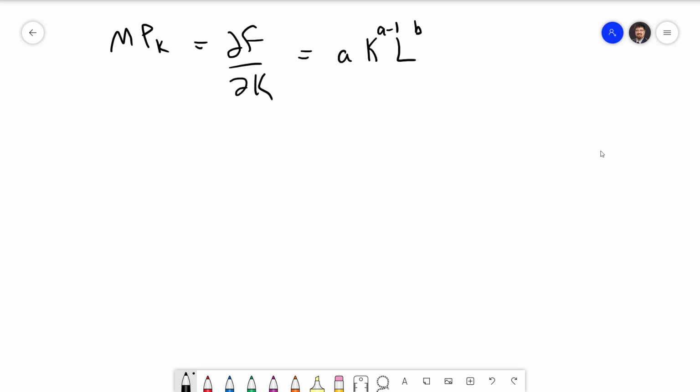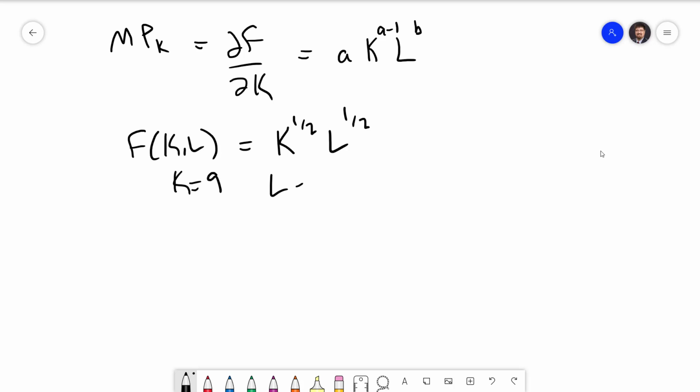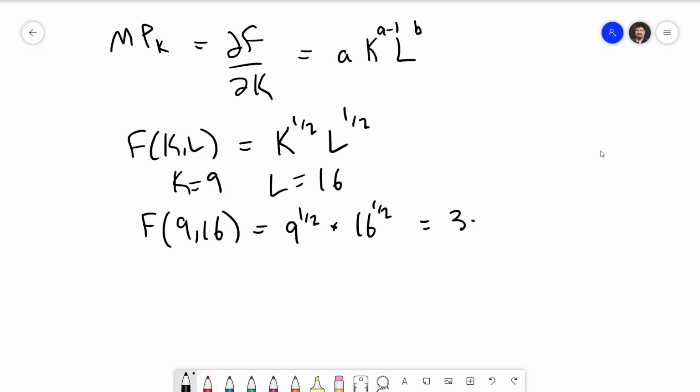Let's look at an example. Suppose our Cobb-Douglas production function is K to the 1/2, L to the 1/2. We can do an example of production by plugging in some numbers. Suppose we have 9 units of capital and 16 units of labor. Our total production is going to be 9 to the 1/2 times 16 to the 1/2. Remember that 1/2 powers are just square roots, so we have 3 times 4, which is 12.